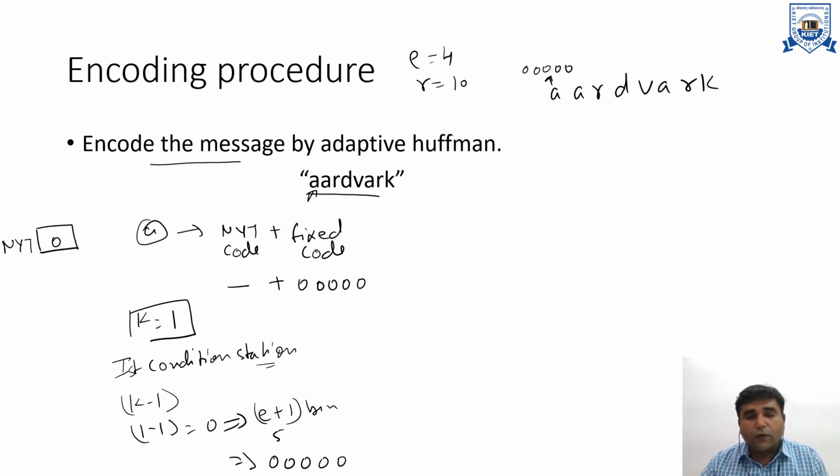Now we just have to update our tree. We know that whenever a symbol is encountered, the NYT plays its role.